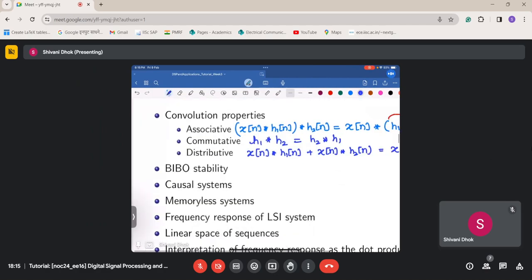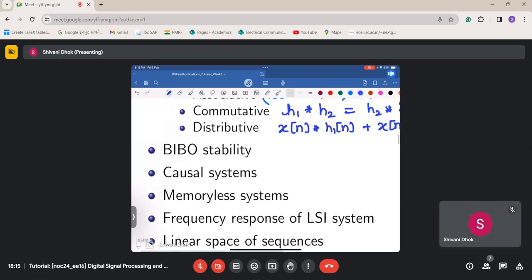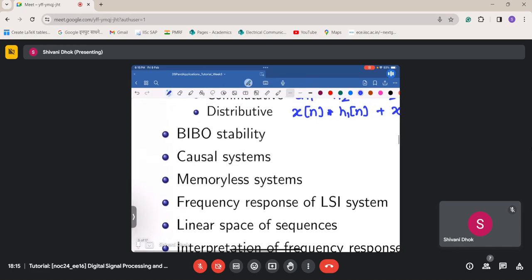Okay. So after that, BIBO stability was discussed. BIBO indicates bounded input, bounded output stability. So what does it say? That if I send a bounded input to a system and it gives us a bounded output, that is known as BIBO stability. And for LTI systems, this BIBO stability reduces to the condition that my impulse response is absolutely summable.